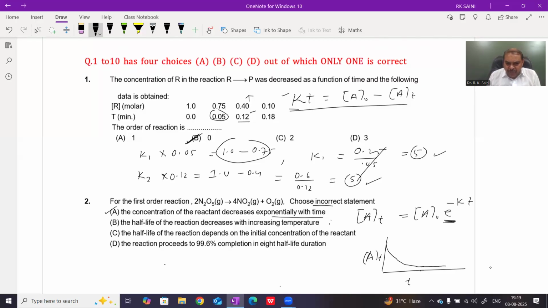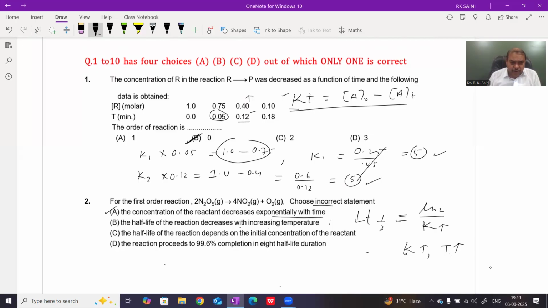Second option: half-life of the reaction decreases with increase in temperature. Check the second statement. We know that the half-life of a first order reaction is constant and depends upon the rate constant, and the rate constant depends upon the temperature. The half-life of a first order reaction is ln2 divided by K, the rate constant, and the rate constant increases on increasing the temperature. When we increase temperature, the rate constant increases and the half-life decreases. Therefore, the second statement is also correct.